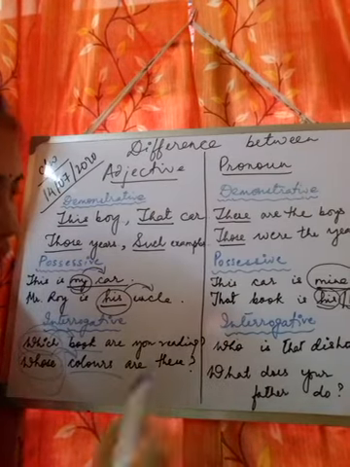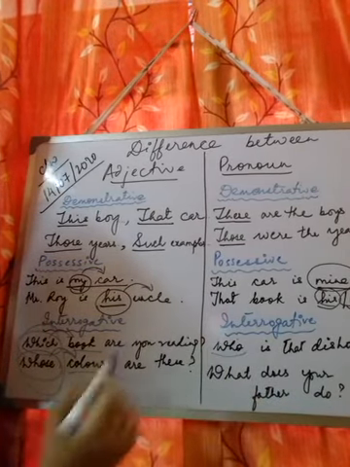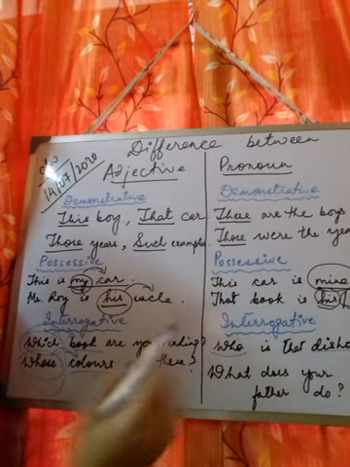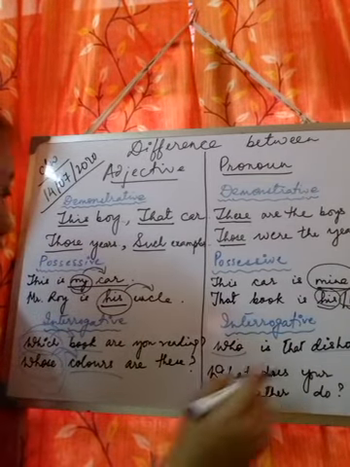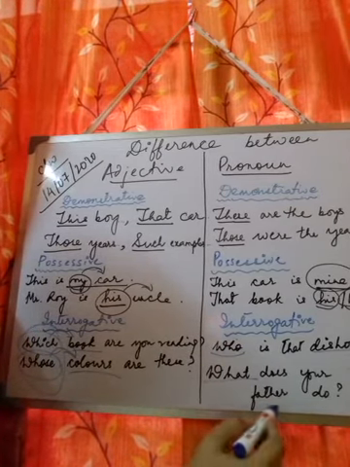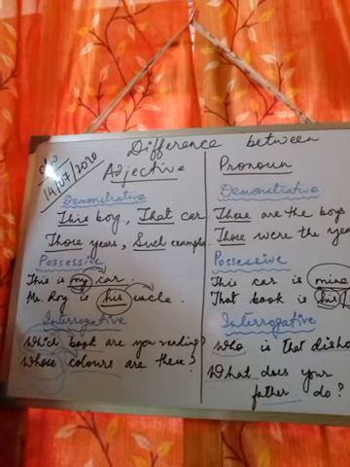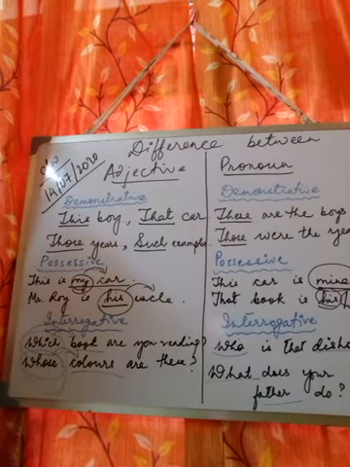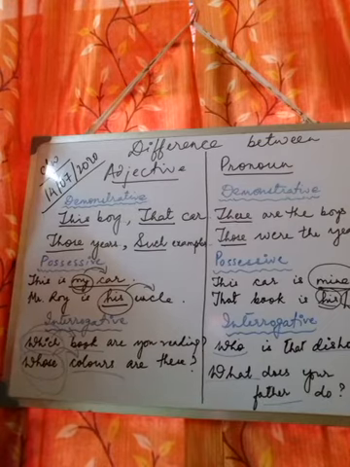Who is that dishonest boy? Who here again points to the dishonest boy, talks here about the dishonest boy. What does your father do? Question again pointing to what is the occupation of the father. These are used here as interrogative pronouns and not as interrogative adjectives.